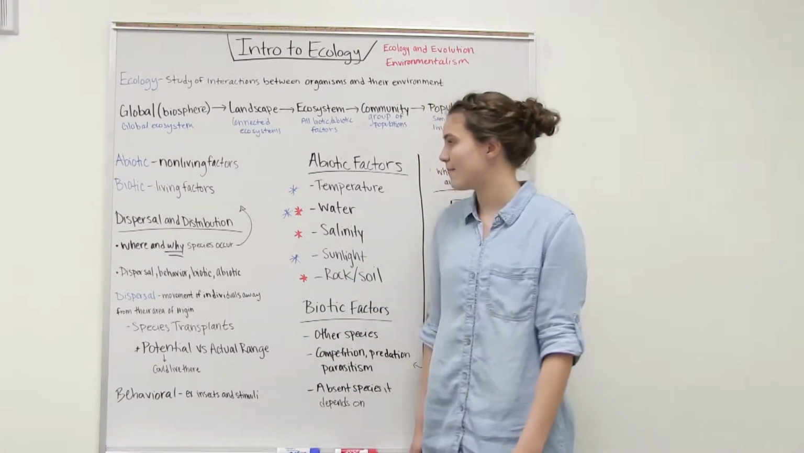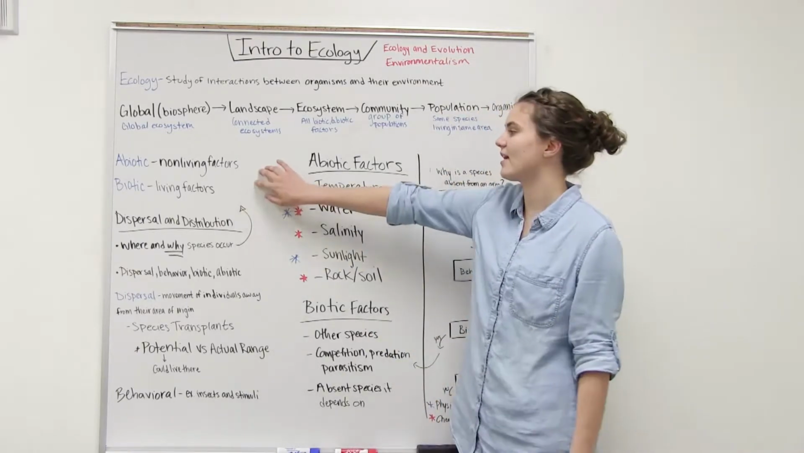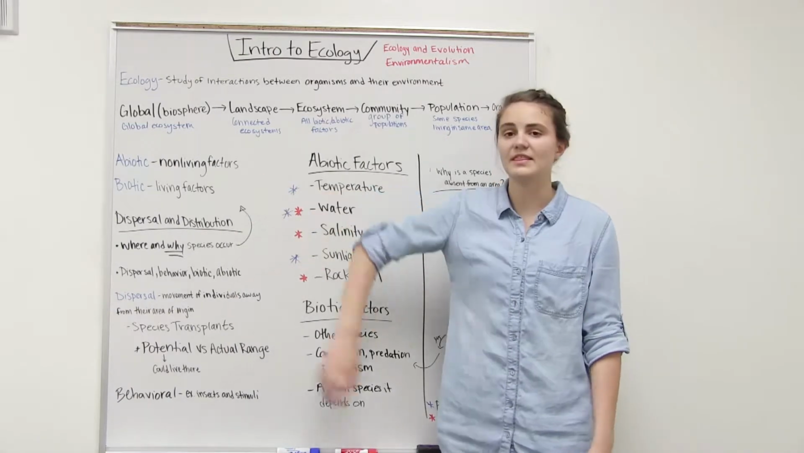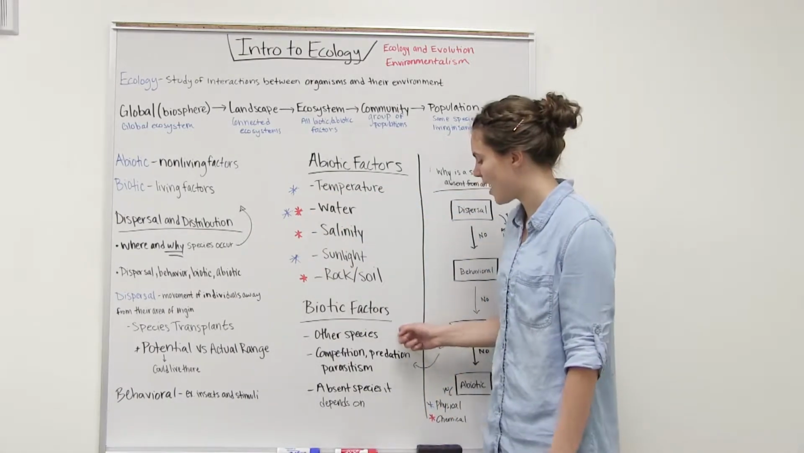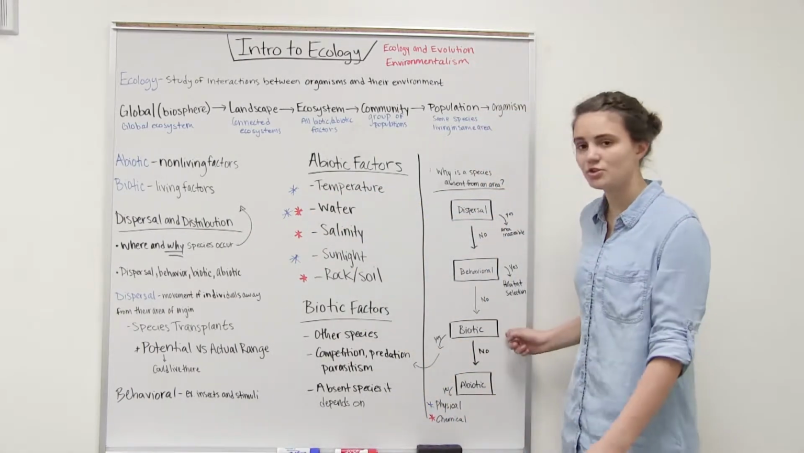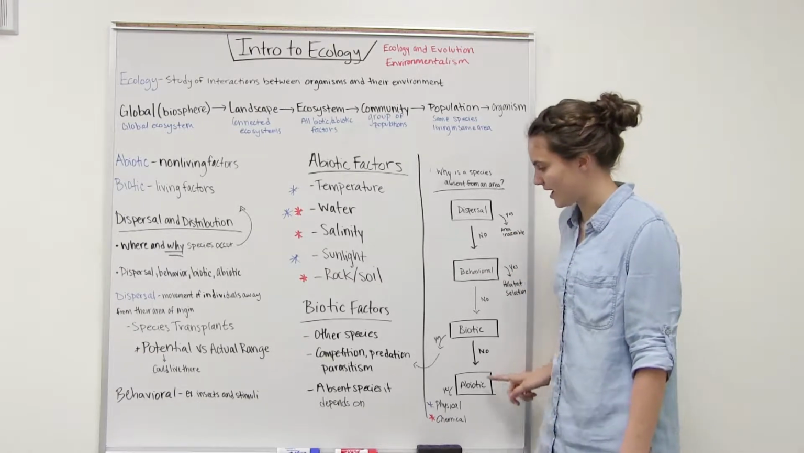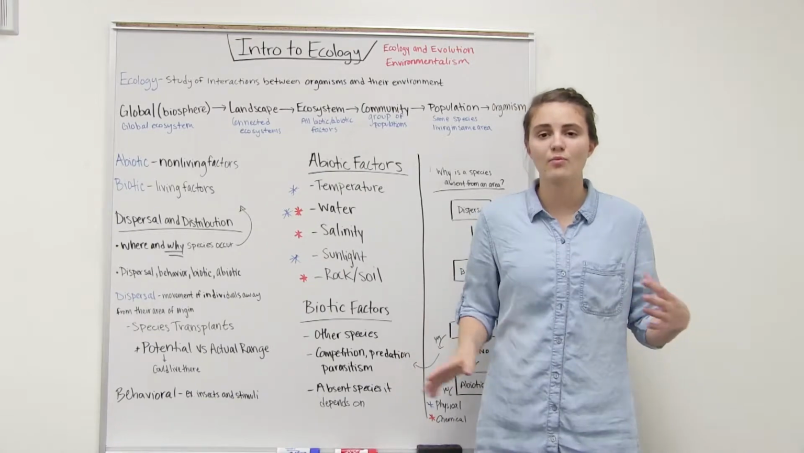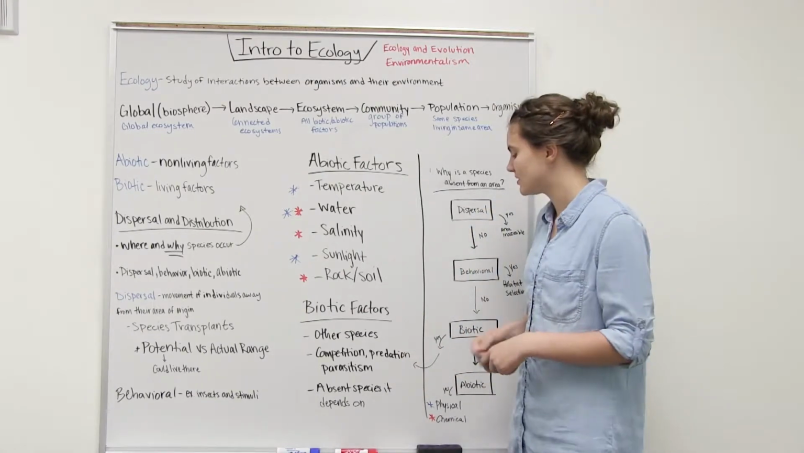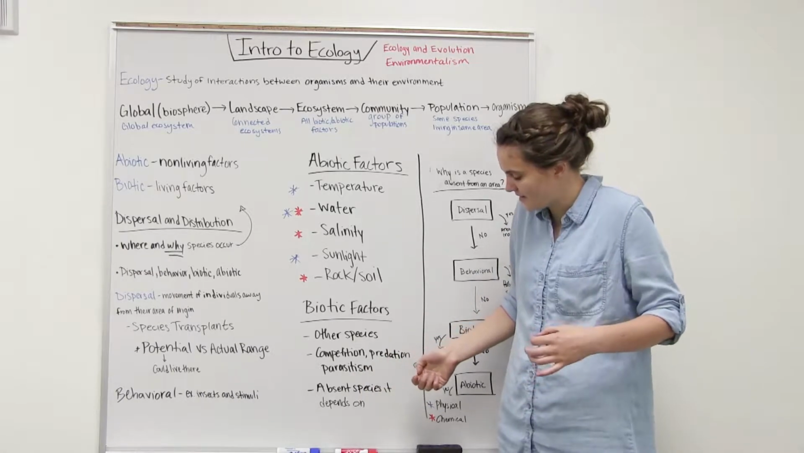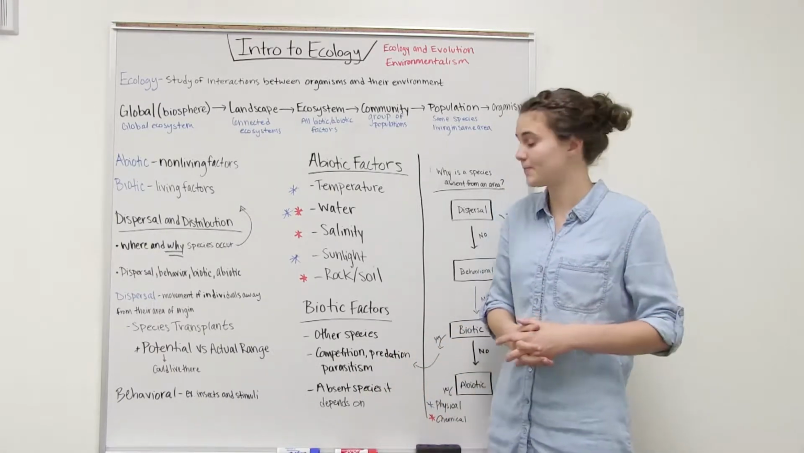So the next two things are abiotic and biotic factors. Abiotic factors are just any of the non-living factors in an area, and biotic are all the living factors in an area. So we went from dispersal to behavioral, and now we're looking at biotic factors. These are things with other species. Some examples are competition, predation, and parasitism. Sorry, couldn't say that word.